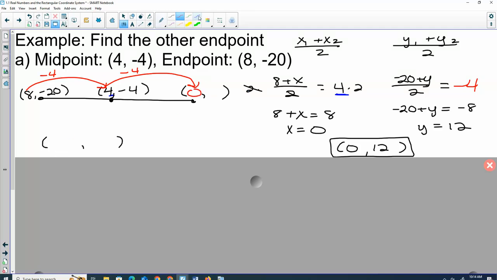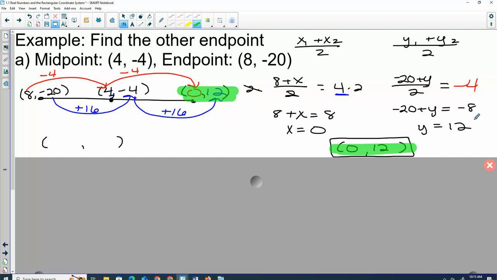All right? Same thing with our y's. How do you get from negative 20 to negative 4? What do you add or subtract? We add 16. So if I do it again, negative 4 plus 16, did we get the same answer both times?